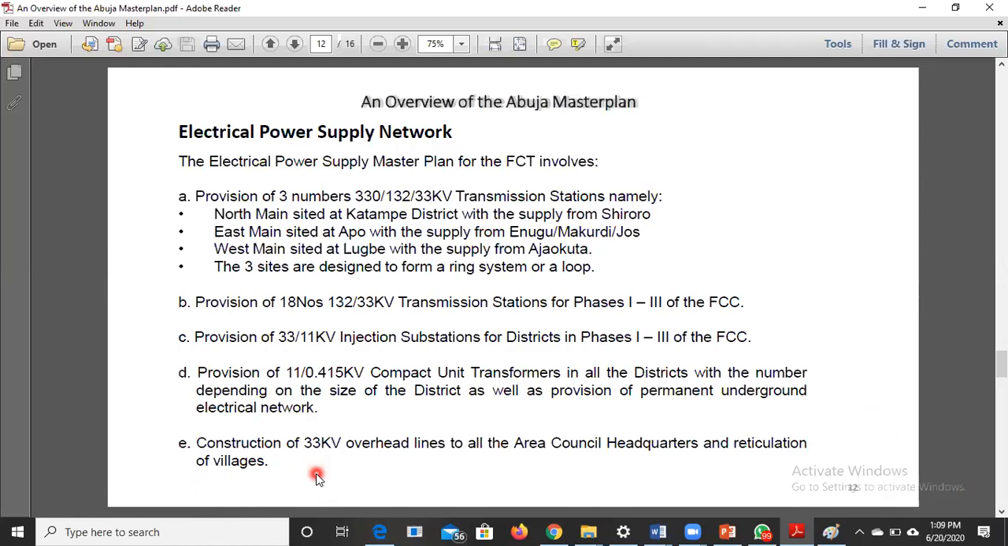Then we now have what the designers call injection substations for the districts. It's a compact system. It's different from the transformers we have in our states. It's compact, it doesn't need actually any serious cover. They are your normal transformers that you have on the streets. They take the 33, they take the 11 kV power, and they will now step it down.